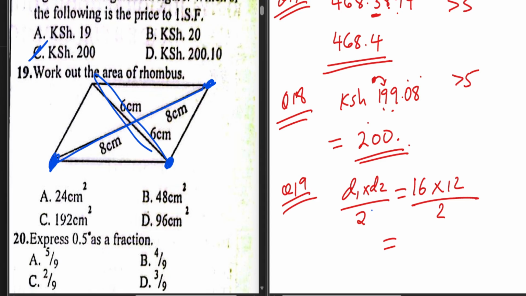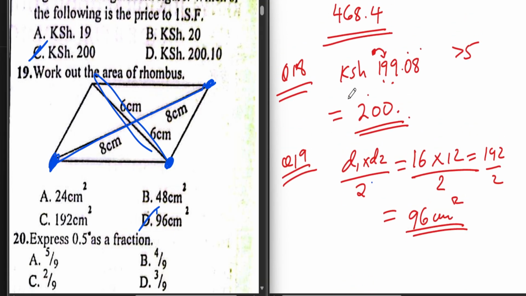Obviously, that gives you 192. Then divide by 2 to give you 96 centimeter square. That's question 19. Then we're remaining with one question, which is question 20. So let me just write it here. You've been told to express 0.5 as a fraction. Is that recurring? I'm not even sure if it's recurring or what. But let me write question 20. I think most probably it is recurring. Okay, 0.5 recurring as a fraction.